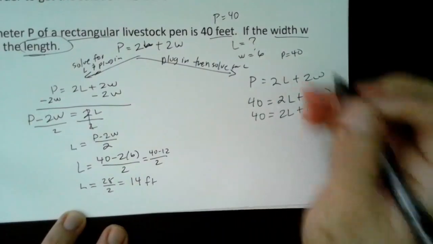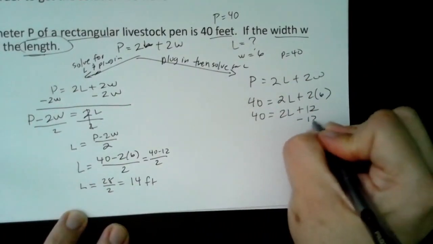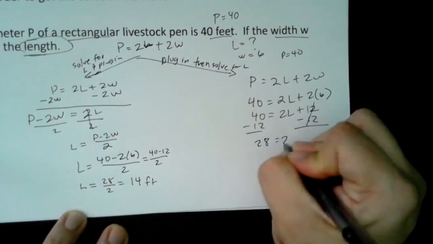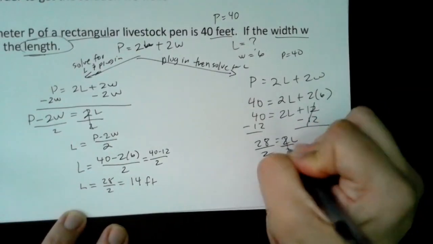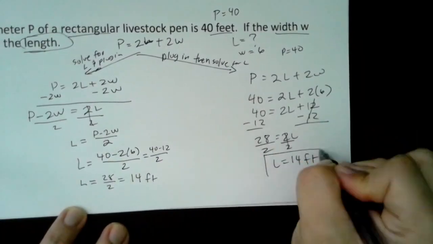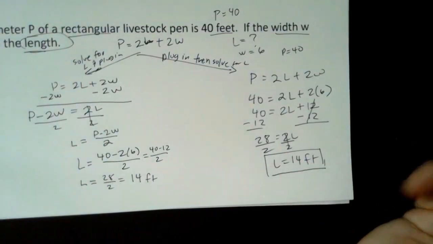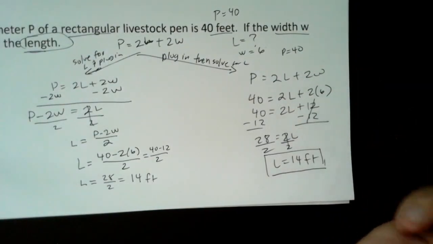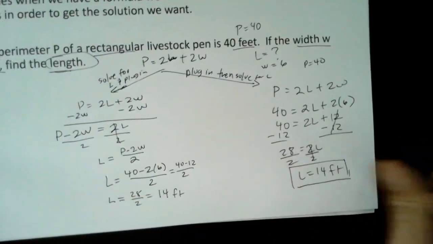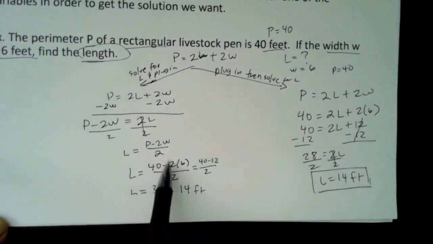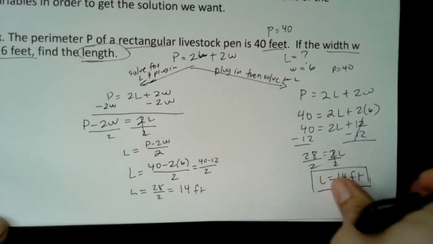You see it's very similar to what we just did. Minus 12, 28 is equal to 2L, and then divide, and we get that L is equal to 14 feet also. Which one is better? I think this method is shorter, so you could use that if you want. But if they say solve for length in terms of the width, you would use the first way.